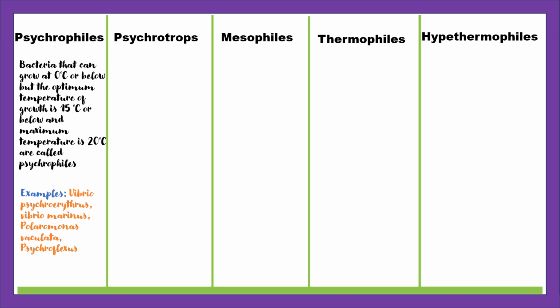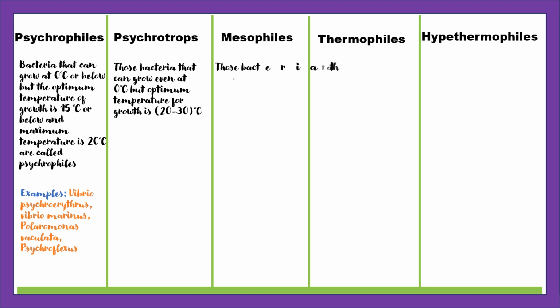Move to the psychrotrophs. Those bacteria that can grow even at 0 degrees Celsius but whose optimum temperature for growth is 20 to 30 degrees Celsius. Move to the mesophiles. Those bacteria that can grow best between 25 to 40 degrees Celsius, but whose optimum temperature for growth is 37 degrees Celsius.